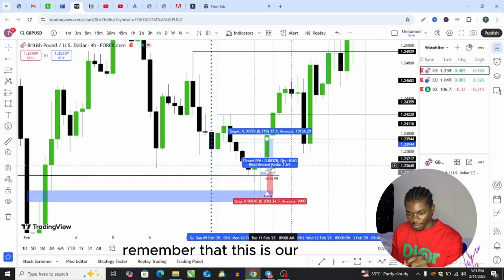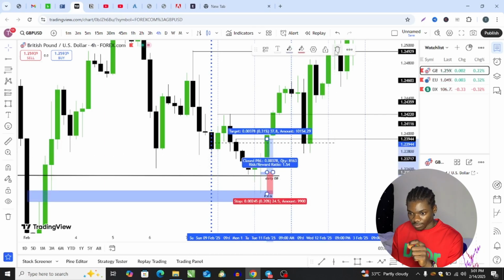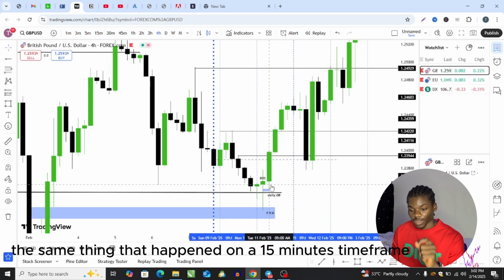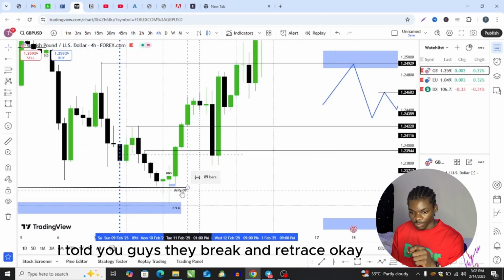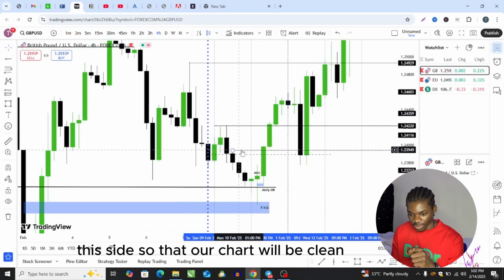Remember that this is the place where we took a trade. So I'm going to delete this right now. Delete. Now, on the 4-hour time frame, the same thing that happened on the 15 minutes time frame actually happened here, which is this first pattern I told you guys, the break and retrace. Okay, so let me delete this high so that our chart will be clean.